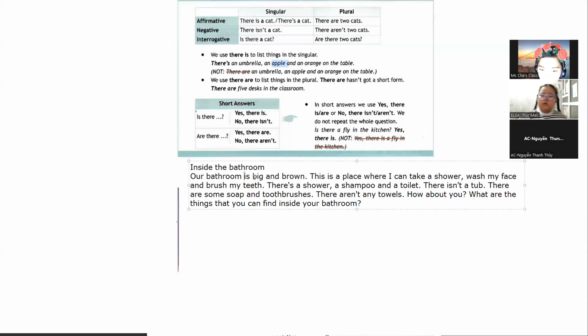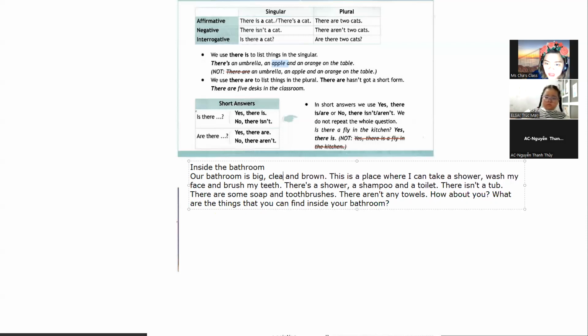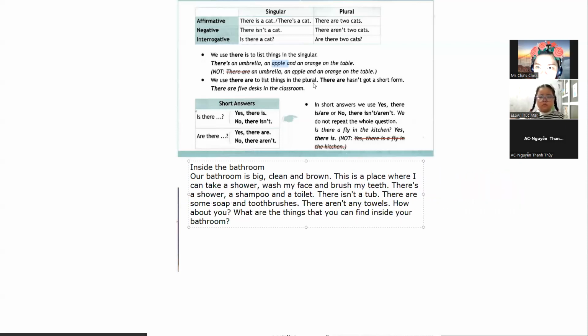All right, okay. So with this one, our bathroom is big. Let's add clean also. Big, clean, and brown. Okay, please read what you have just made, Elsa, for your homework.